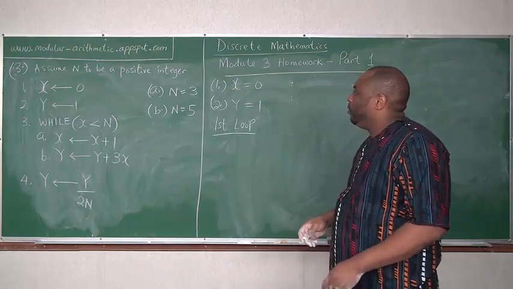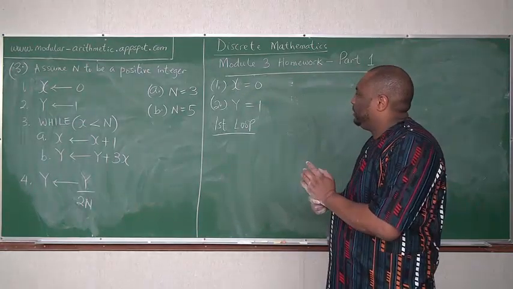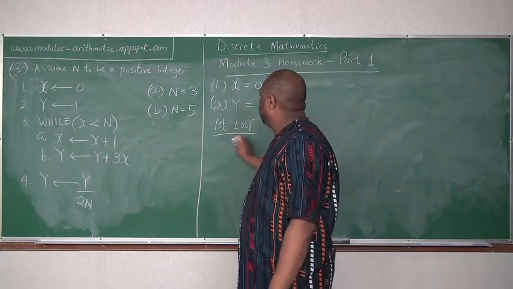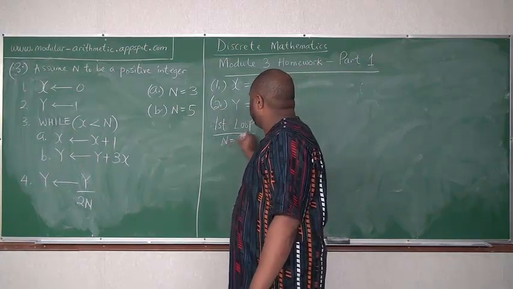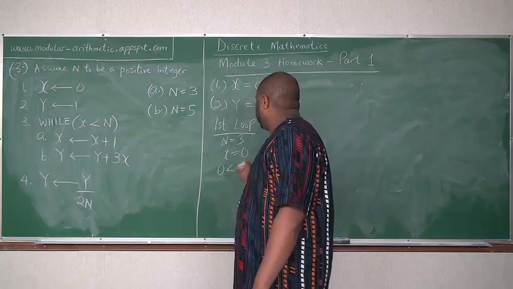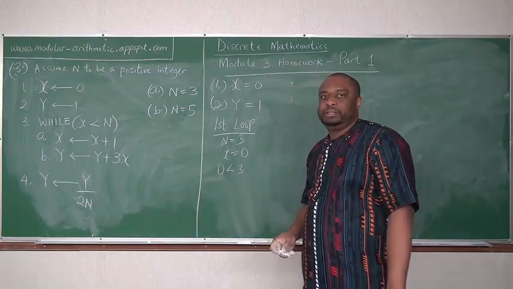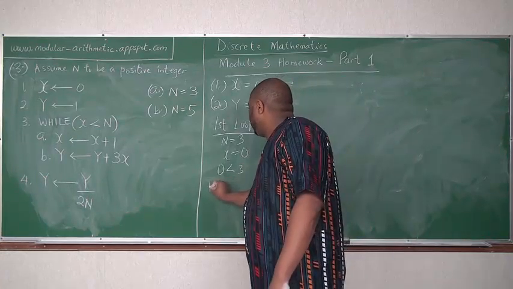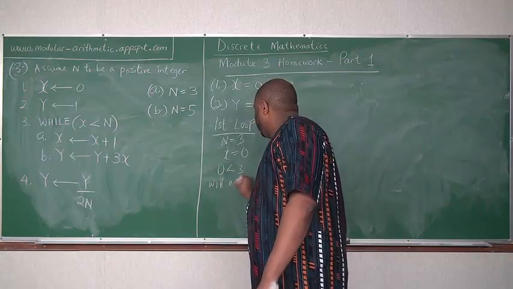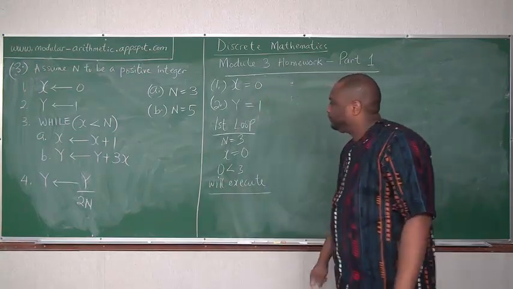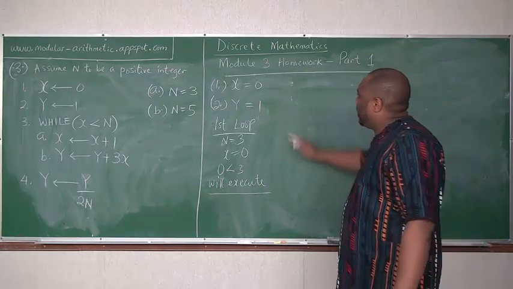While x is less than n. So x is 0, n is 3. X is 0, so 0 is less than 3. So this will execute. The loop will execute. Okay? So what happens now?